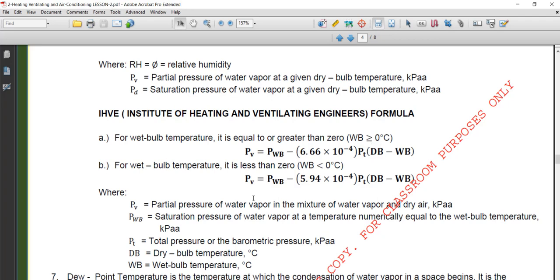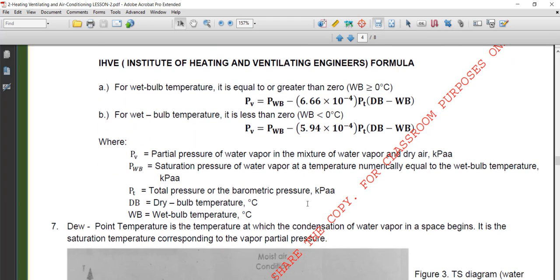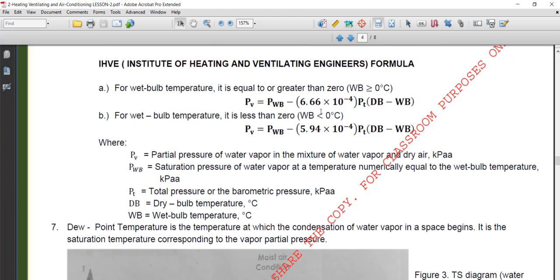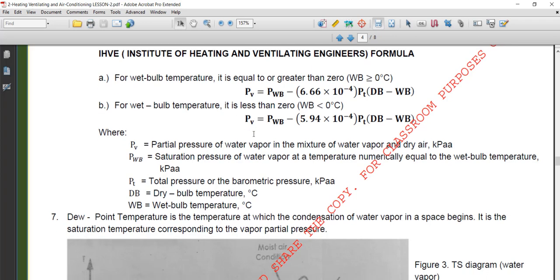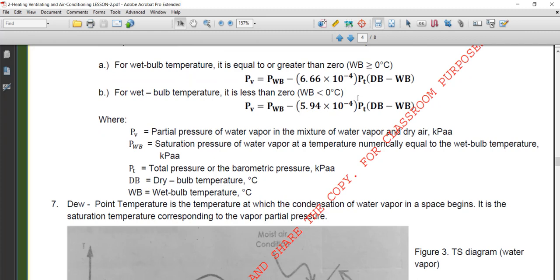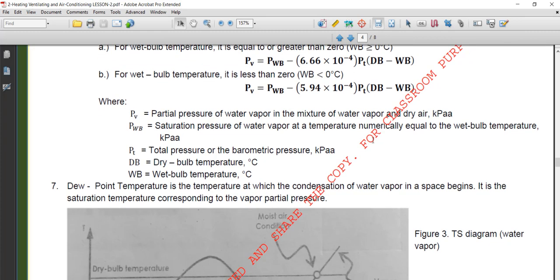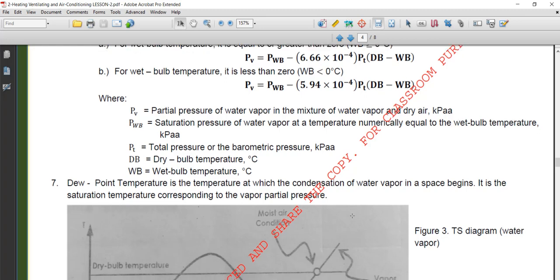So for wet bulb temperature less than 0, we have the partial pressure of water vapor in the mixture equal to the saturation pressure of water vapor minus 5.94 times 10 to the power -4, then times the total or barometric pressure, times the dry bulb minus the wet bulb.